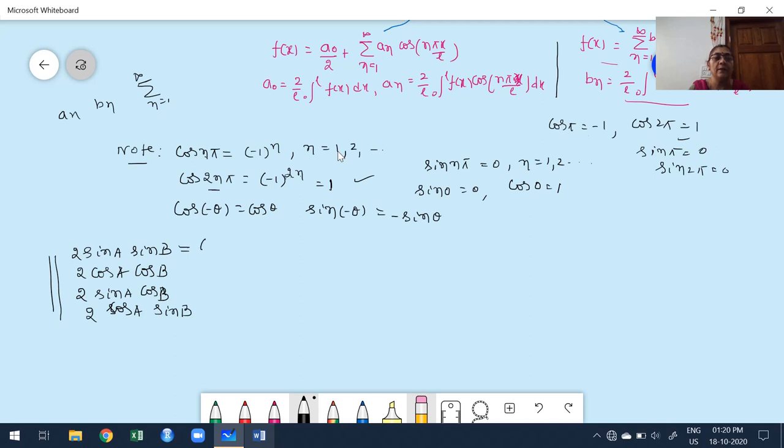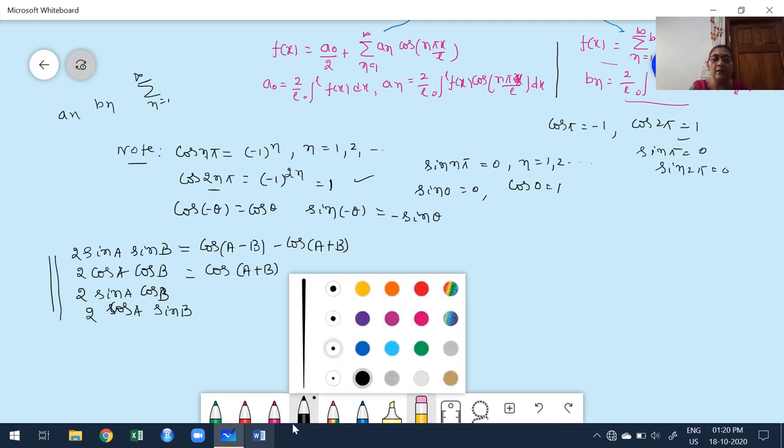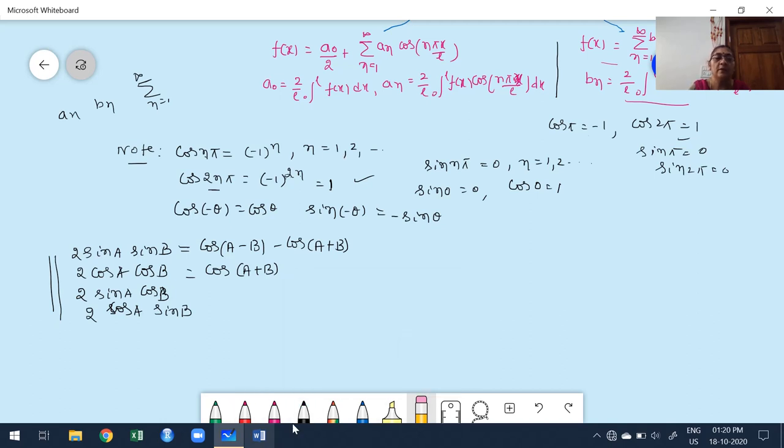Cos of A minus B minus cos of A plus B. Because cos of A plus B is cos A cos B minus sine A sine B, and I want sine A sine B, therefore the minus. The opposite of this is 2 cos A cos B, which is cos of A plus B plus cos of A minus B. We just have to write it in the same form, then it is easy to remember. The middle sign must be positive. That's all.